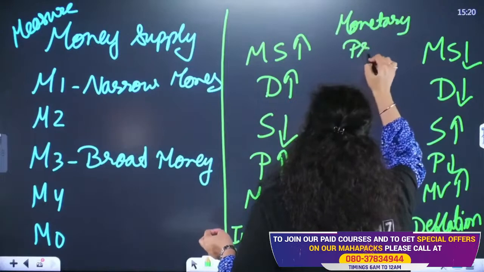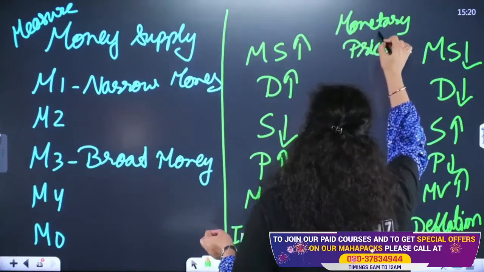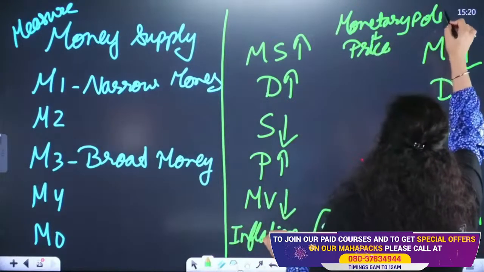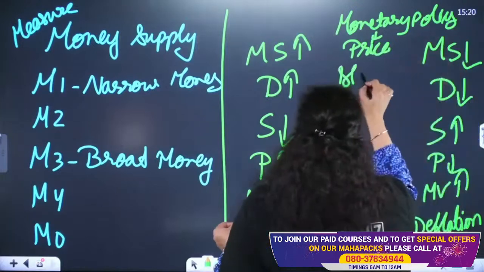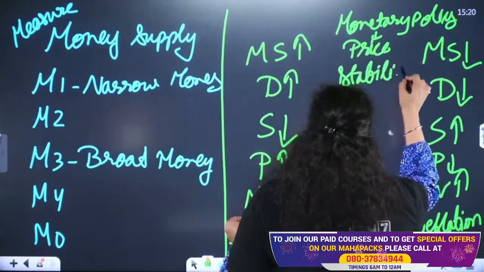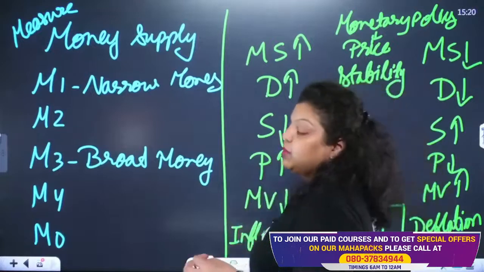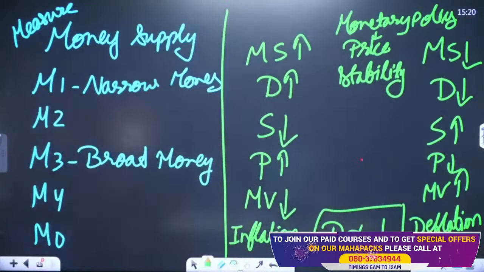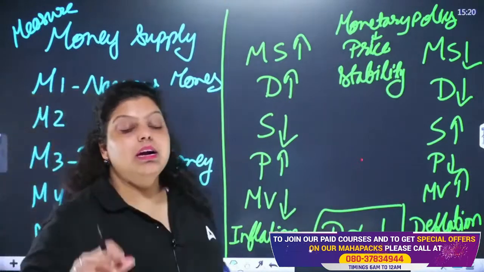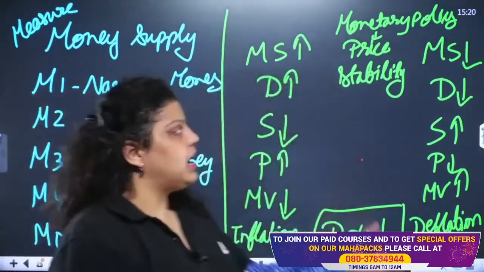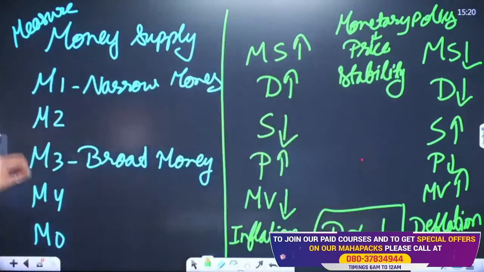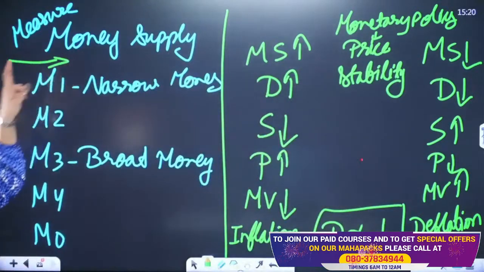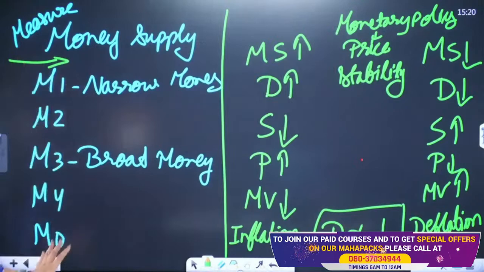RBI makes monetary policy, and what is its objective? To have price stability. Maintaining price stability is one of the objectives of monetary policy in our country. That's what RBI is doing. But to maintain price stability, RBI has to know how much money is there in the economy. And how will RBI know that? With the help of these measures of money.